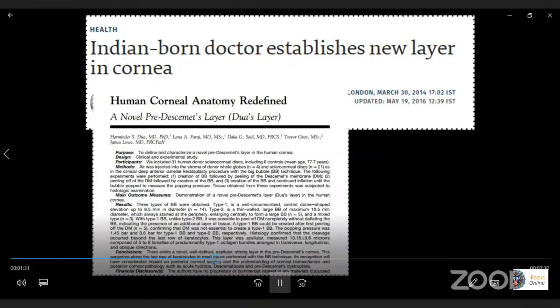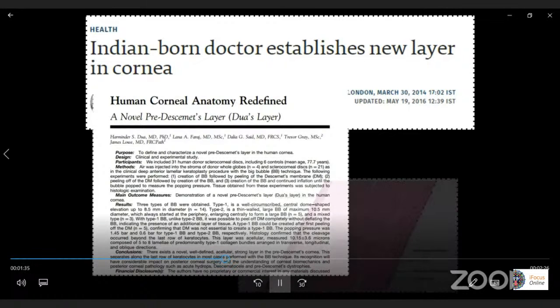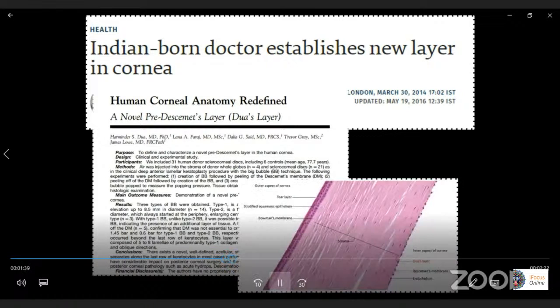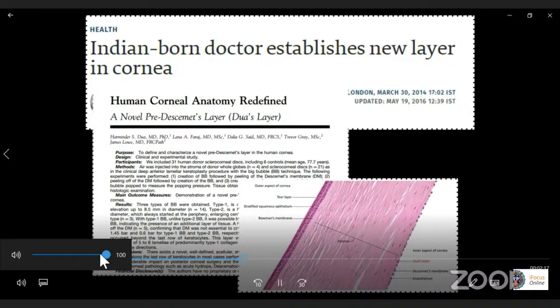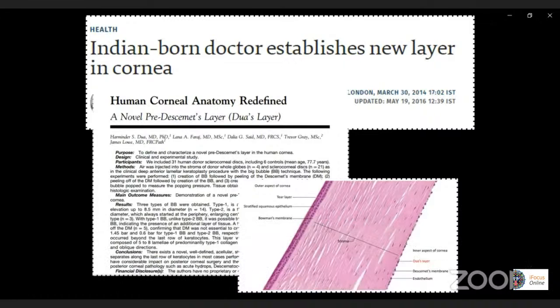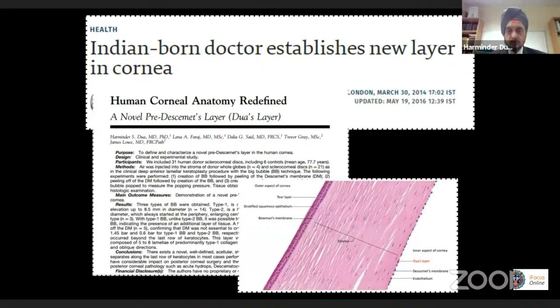His discovery of the Pre-Descemet layer, or more popularly the Dua's layer, in 2013 has enhanced the understanding of lamellar corneal surgery and posterior corneal pathology, and has led to the innovation of 3 novel surgical procedures. The layer has been recently endorsed by the Board of the American Association of Ocular Oncologists and Pathologists.